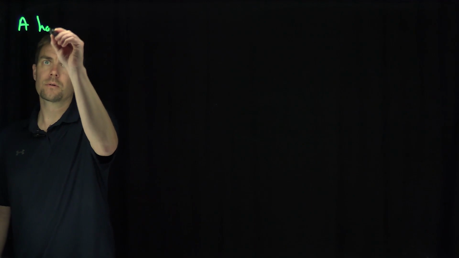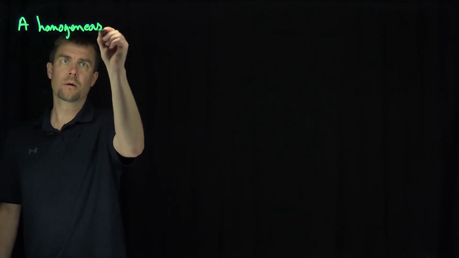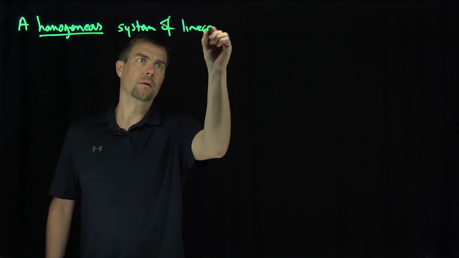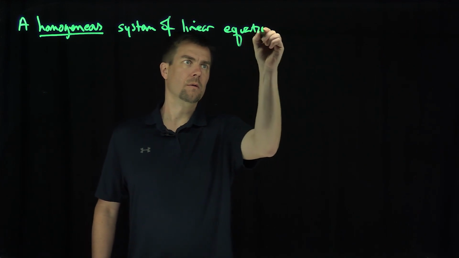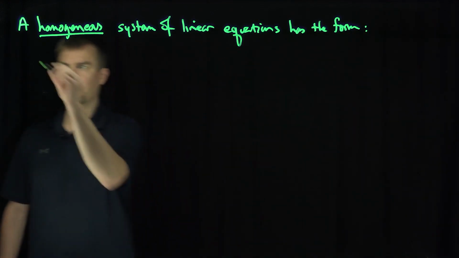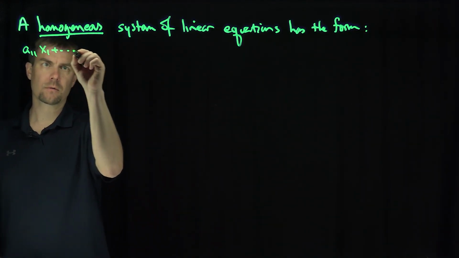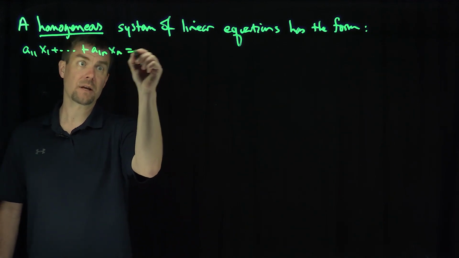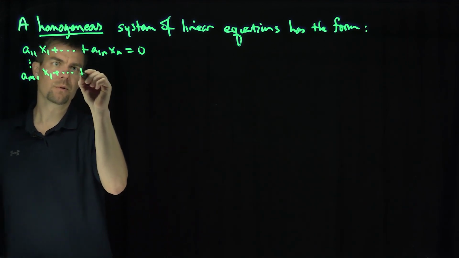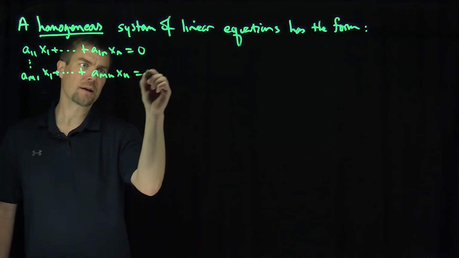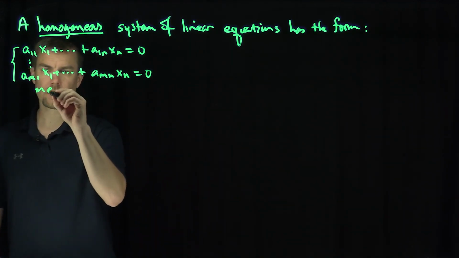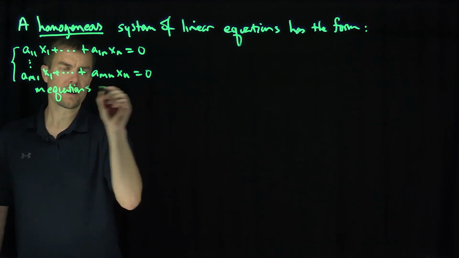A homogeneous system of linear equations has the form: a11 x1 plus ... plus a1n xn equals 0, all the way down to am1 x1 plus ... plus amn xn equals 0. So here we have m equations and n variables.